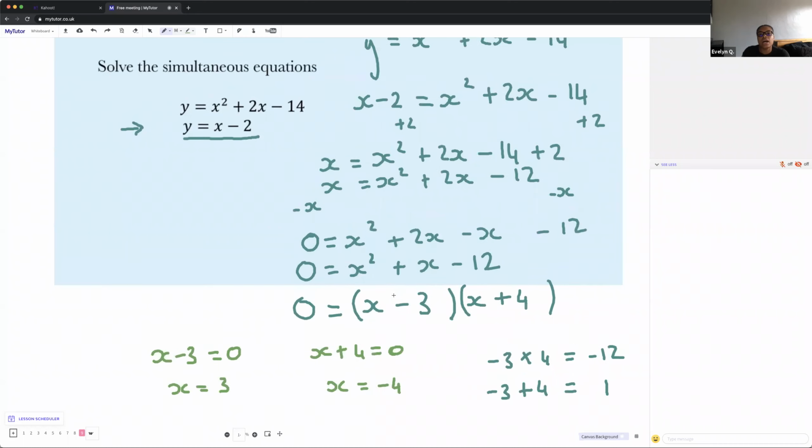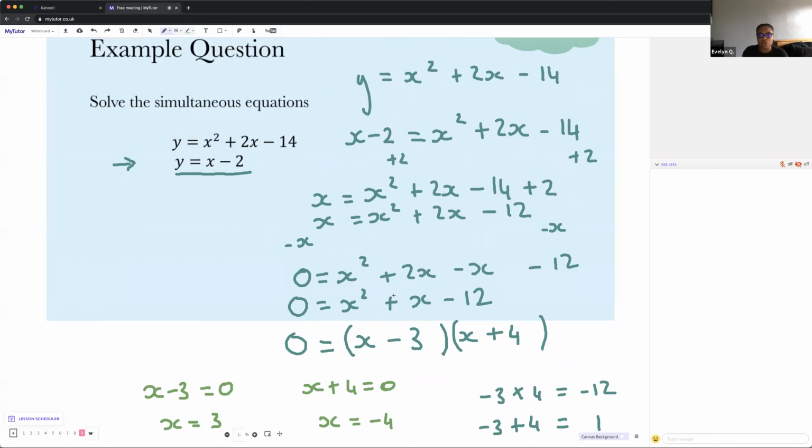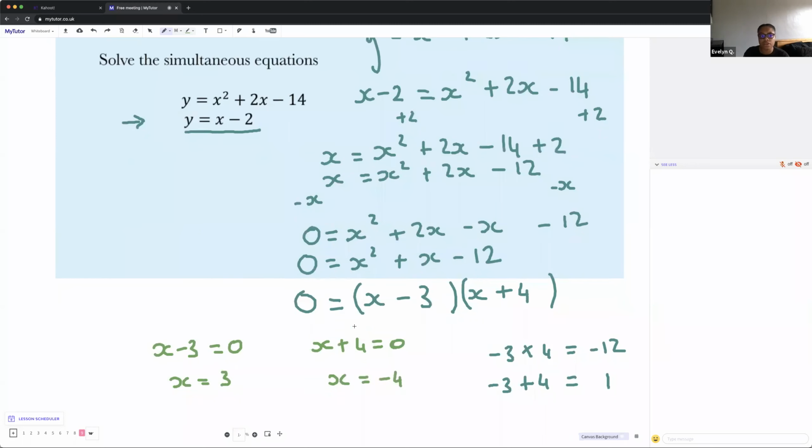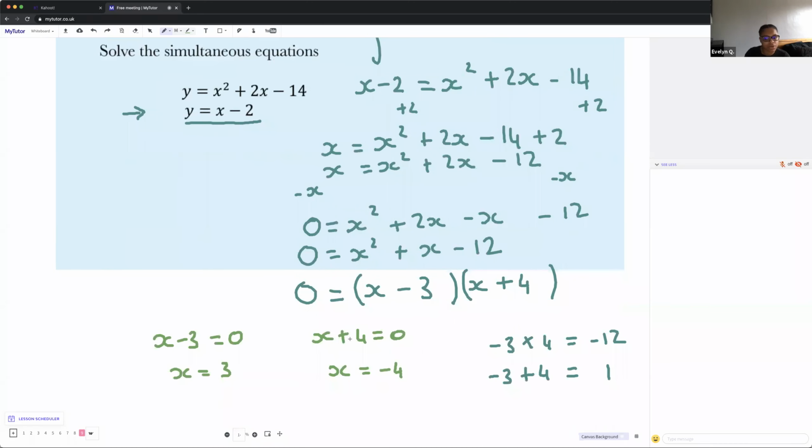Now, a lot of students, because they think this is a lot of working out, leave this as their answer. They lose about 2 marks when they do this. The reason why is because it's a simultaneous equation, meaning that you have to work out what your values of x are going to be, but you also have to work out what y is going to be as well. So just like the other simultaneous equations, you use your answers for x and you substitute them into one of the equations to work out what y is going to be. The easiest one to use is the linear equation.